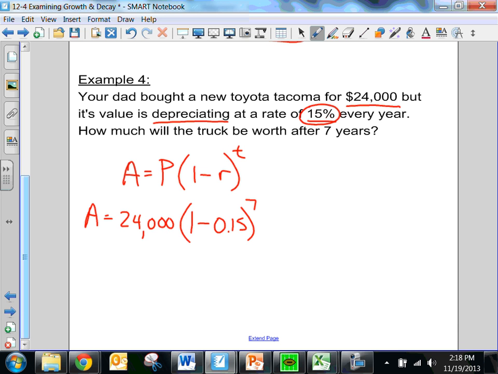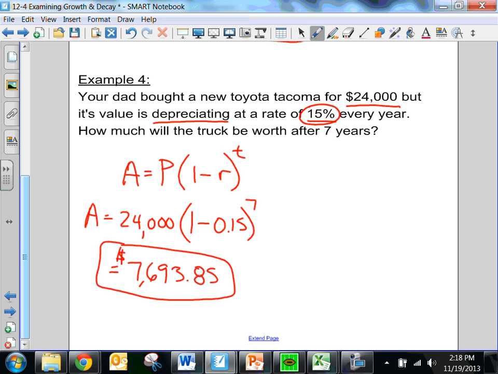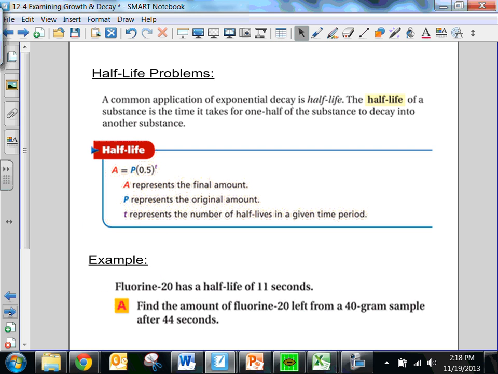And so I'm going to put all this in a calculator and figure this out. The way I figured it, it would be $7,693.85. And you should try to get these in your calculator and make sure that I'm doing them right, but also make sure that you know how to do each one. Okay? And then lastly is half-life problems.